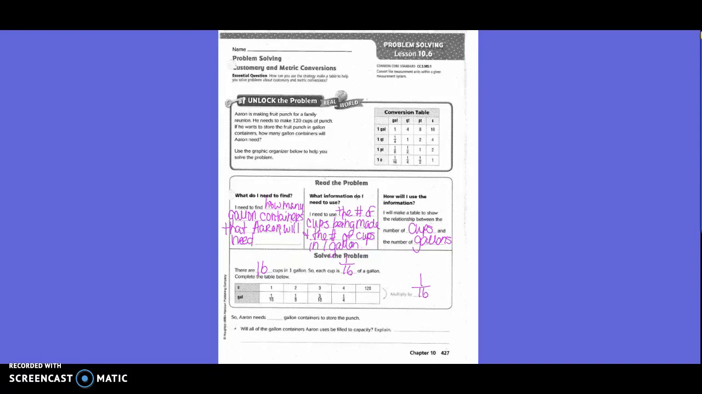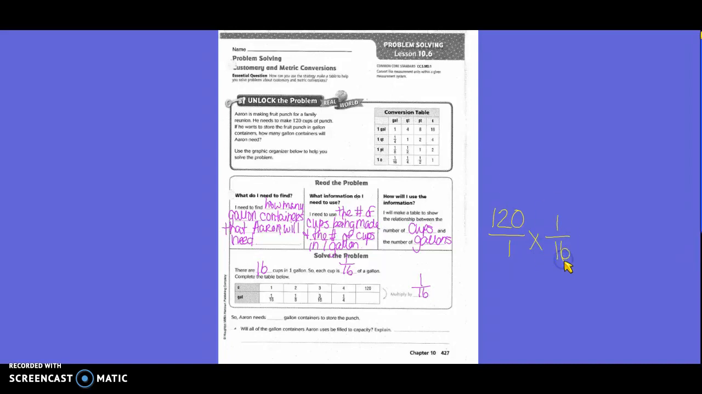And then up here at the top, they also have a conversion table that they have shown you. But down here, they've already set up a table, and we found out that there are 16 cups in 1 gallon. So each cup is 1/16 of a gallon. And then to get from the cups to the gallons, our rule would be to multiply by 1/16. So then we take what, guys? How many cups do we have? 120. So 120 over 1 times what?